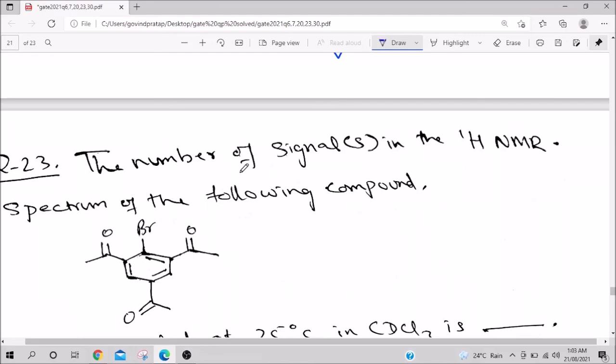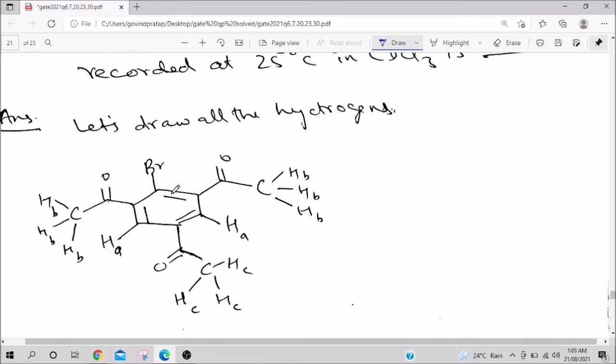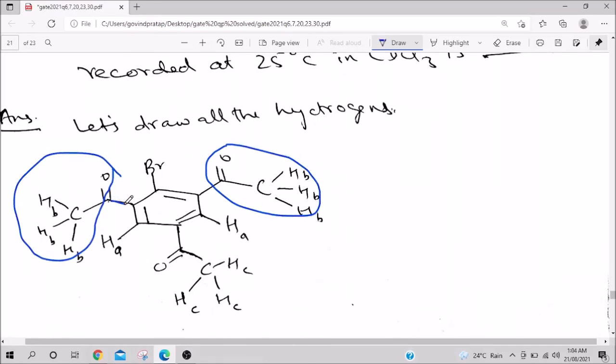The next question says, the number of signals in the proton NMR spectrum for the following compound. This was one of the easiest questions, I would say. They have given you a benzene ring and one bromine. 3 acetyls are there. This acetyl and this acetyl are exactly the same. Why? Because if we come here, one bond up, both are carbon, both are bromine. One bond carbon, and then again an acetyl group.